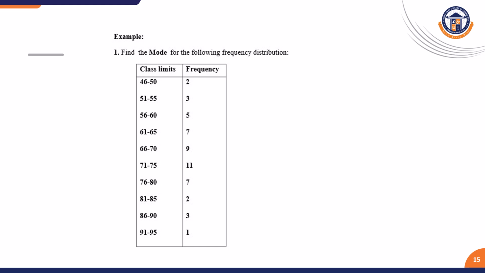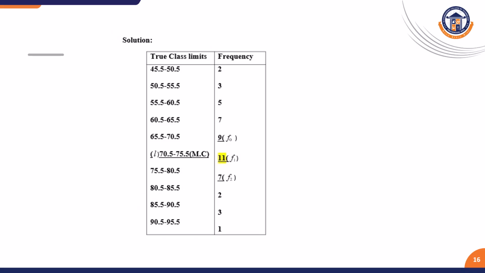How do we find the true class limit? The difference between 51 and 50 is 1. Then we divide that 1 by 2, which is 0.5. Now we subtract the 0.5 from the lower limit and add it to the upper limit. Here this is the highest frequency, so we bold this 11. The corresponding true class limit is 70.5 to 75.5. This is the modal class interval.